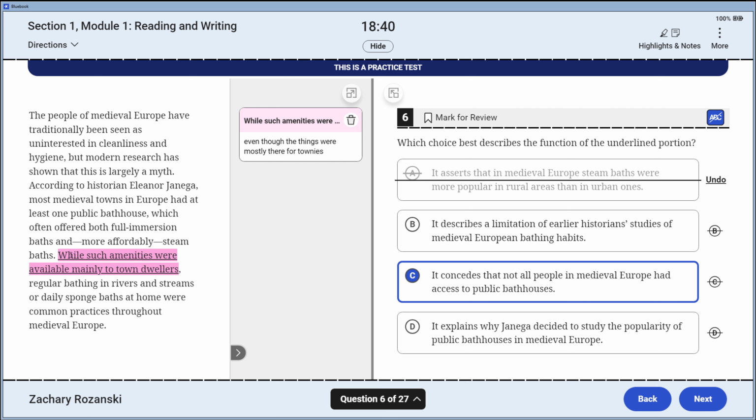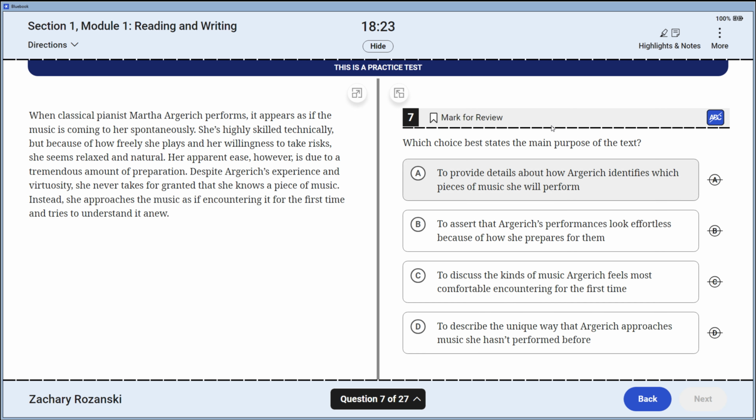So all I'm going to do is, since this is related to this sentence, because this is a subordinate clause, I'm just going to read this and see if I'm spot on. Regular bathing in rivers and streams or daily sponge baths at home were common practices. Yeah, this is absurd. That's not it. It concedes that they weren't able to do that, and I love my choice of C. I'm going to pick it and move on.